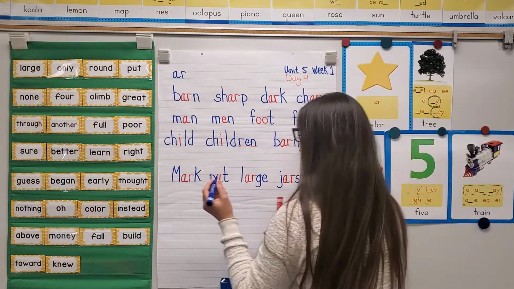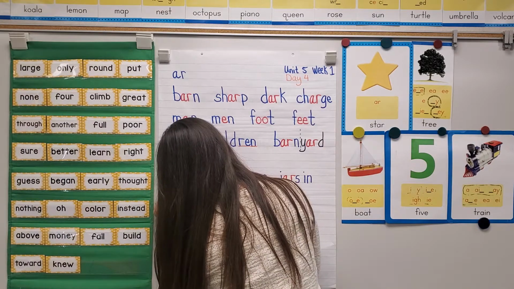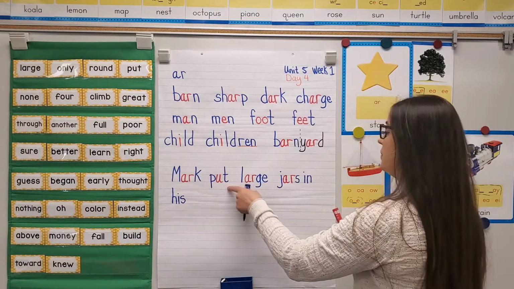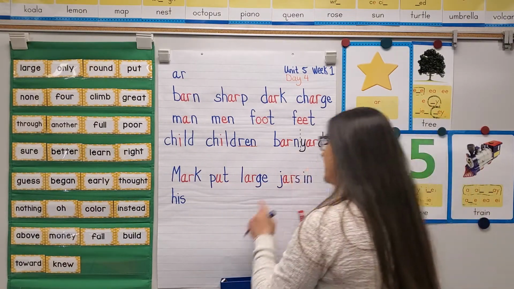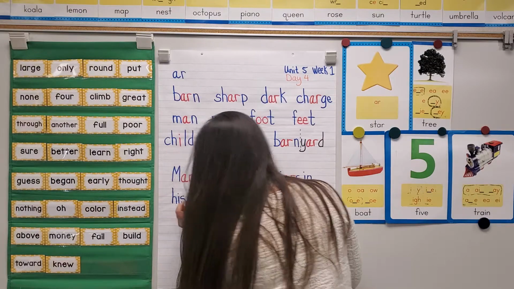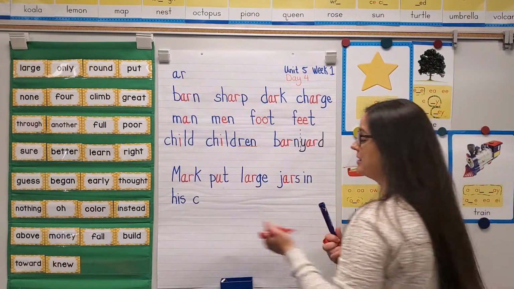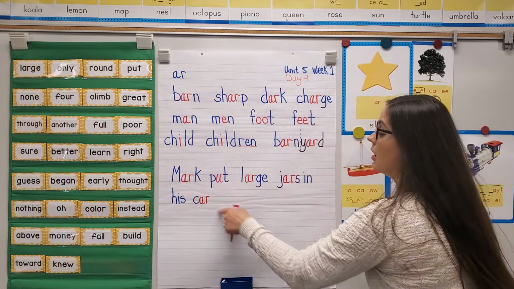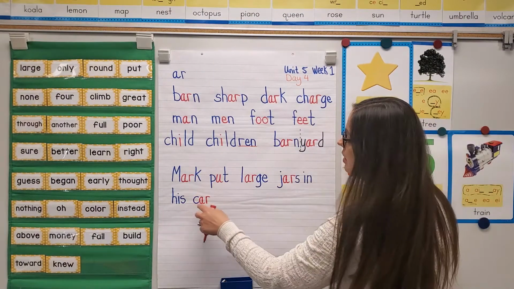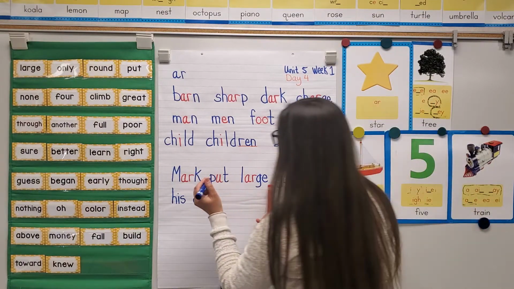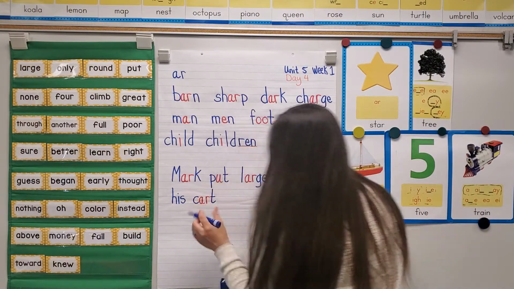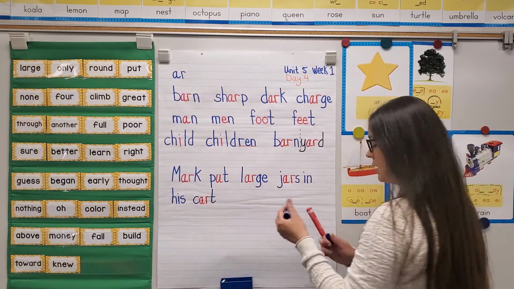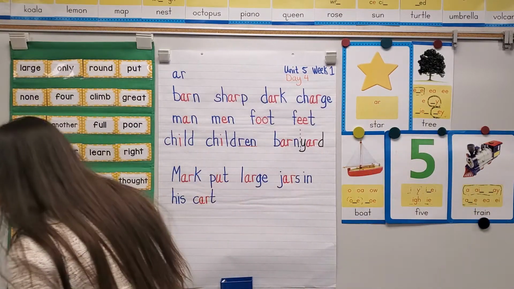In, this is a high frequency word. His. Mark put large jars in his, almost like a tongue twister. C says ka. A-R, R, ka, R. Mark put large jars in his. T says ta, ka, R, t, cart. Mark put large jars in his cart.